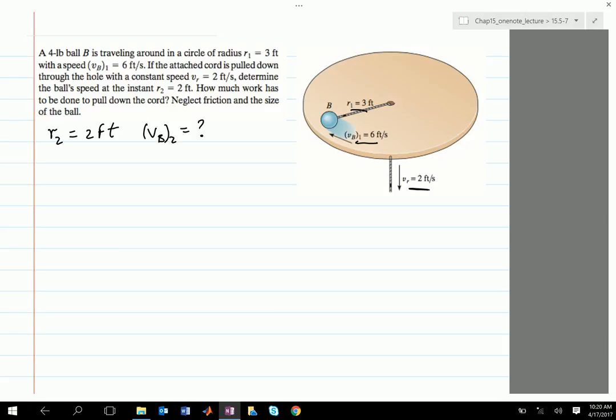Okay? This string is pulled down, so there's a force along the string which is pulling it down, but it doesn't really create a moment which spins it in the circular direction. So there's F because it's pulled down, but that F acts through the particle, through the center. So it cannot torque the system or apply a moment. So the thing to use is conservation of angular momentum.